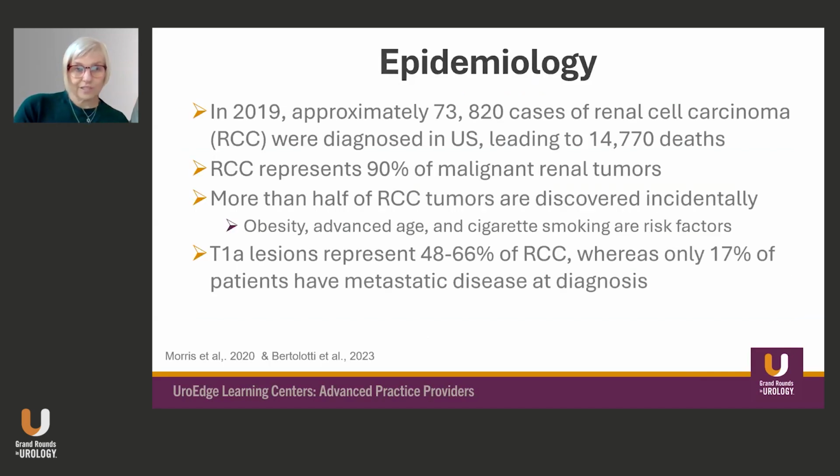So first, when we look at epidemiology, in 2019, approximately 7,300 cases of renal cell carcinoma were diagnosed in the U.S., leading to over 14,000 deaths. RCC represents 90% of malignant renal tumors, and more than half of these tumors are discovered incidentally. Some of the causes can be obesity, advanced age, and tobacco use, and those are the main risk factors that we find. T1A lesions represent 48 to 66% of RCC, whereas only 17% of patients have metastatic disease at diagnosis.